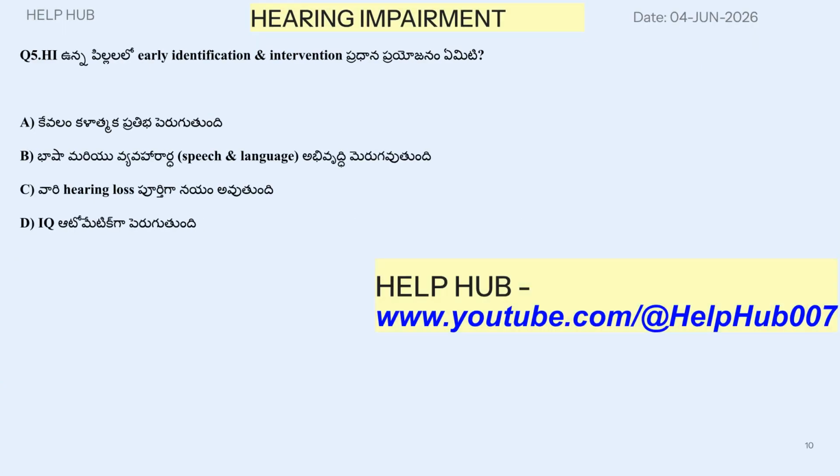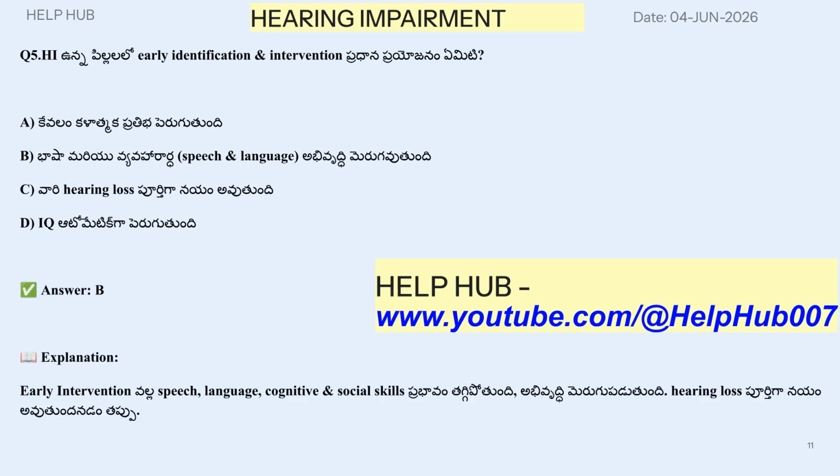Question 5. What is the main benefit of early identification and intervention for children with hearing impairment? The main benefit is B, improving speech and language development. Early intervention reduces the impact of HI on speech, language, cognitive, and social skills, improving development. It is incorrect to claim hearing loss is completely cured.